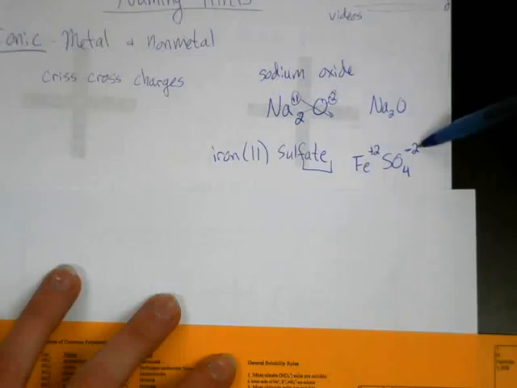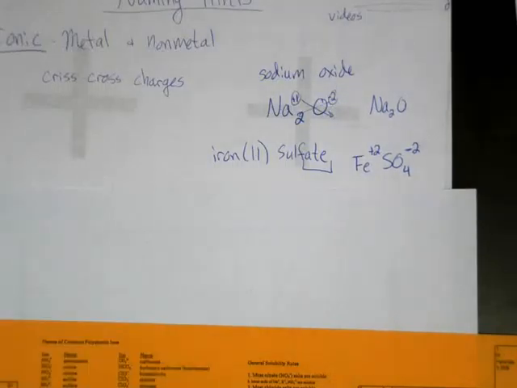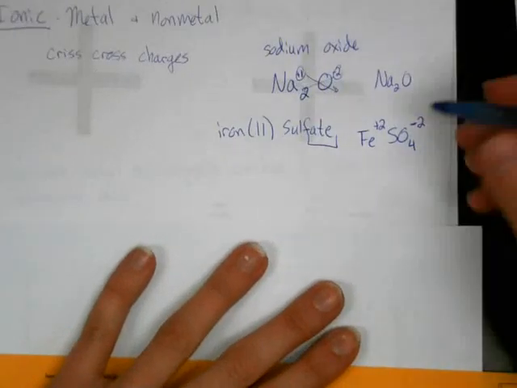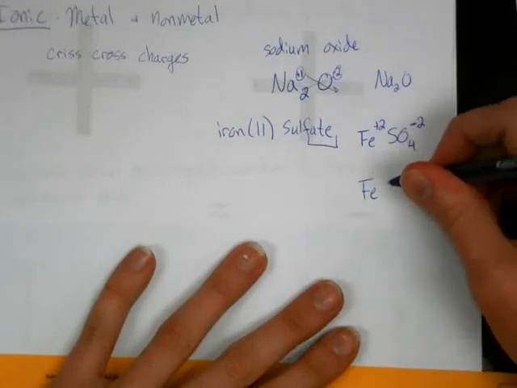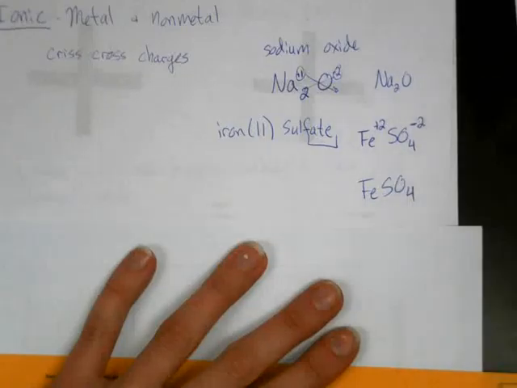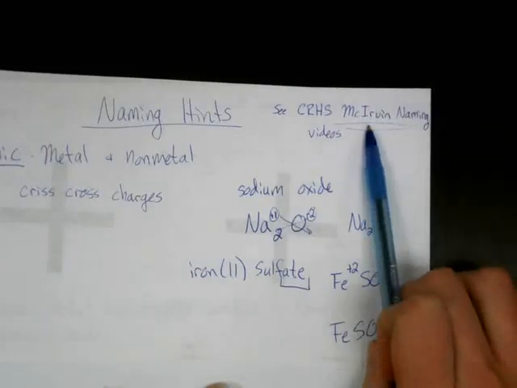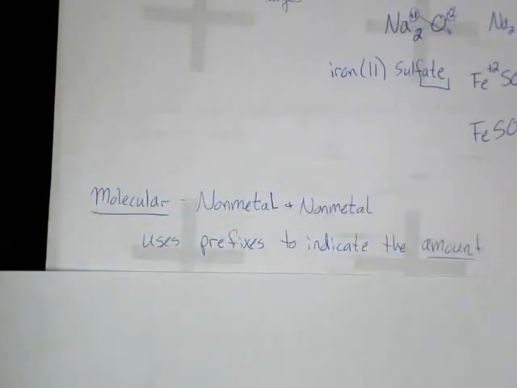Now, because this is +2 and this is -2, they are already canceling to be 0. I don't have to crisscross my charges. I can just simplify this to be FeSO4. That's a quick review of what's going to happen in the next couple examples. Again, if you need some more practice, look up my CRHS McIrvin naming video.